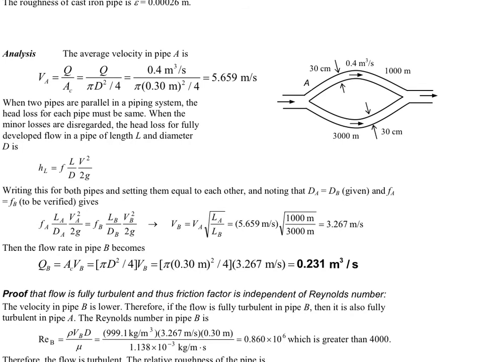It's good to reflect on the answer. You notice that in the shorter pipe, with less friction, the flow rate is higher. In the longer pipe, with higher friction, the flow rate is less. So although the head loss between the two points is the same, the flow rates in the upper and the lower branches are significantly different.